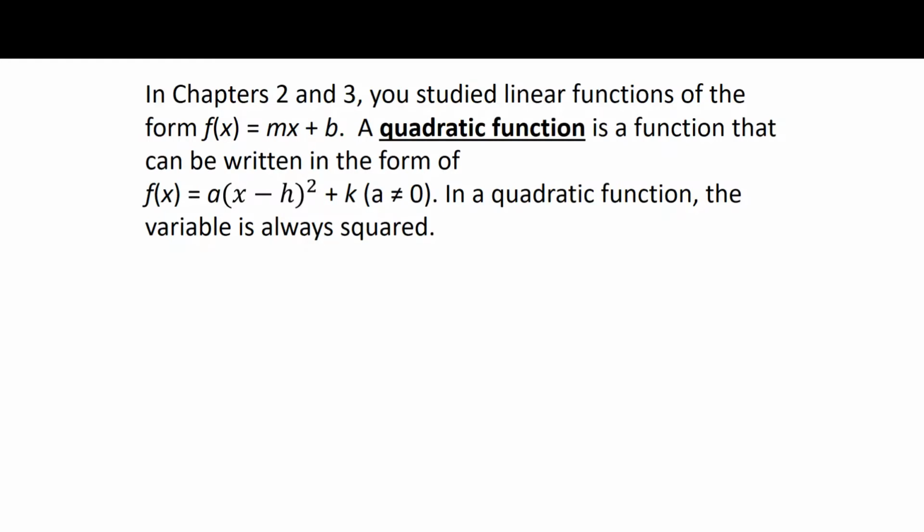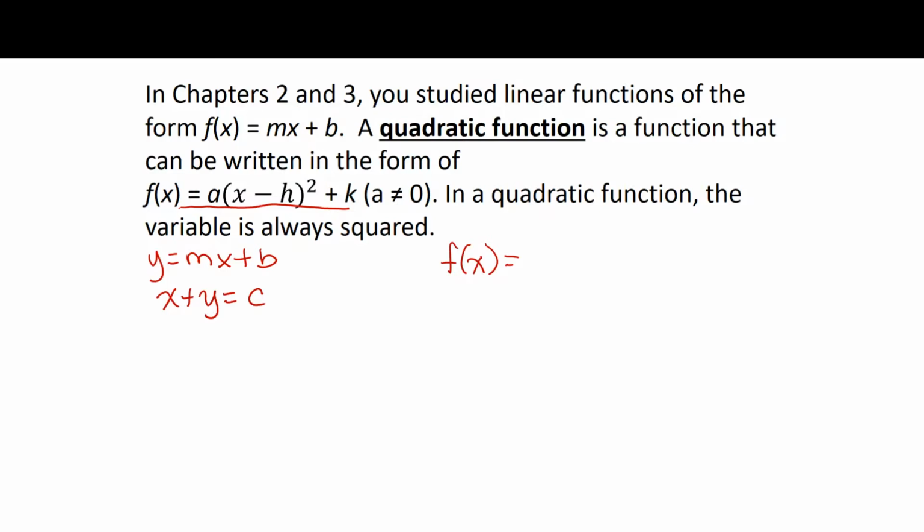In chapters 2 and 3, you studied linear functions of the form f of x equals mx plus b. We also think of that sometimes as y equals mx plus b. And sometimes we see a linear equation written like this, x plus y equals a constant c. A quadratic function is a function that can be written in the form right here, where a can't equal 0. We've also seen quadratic functions written like this.